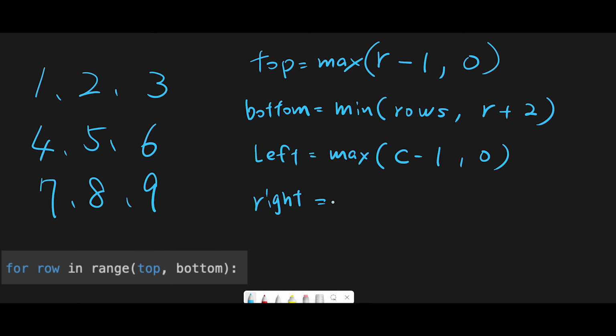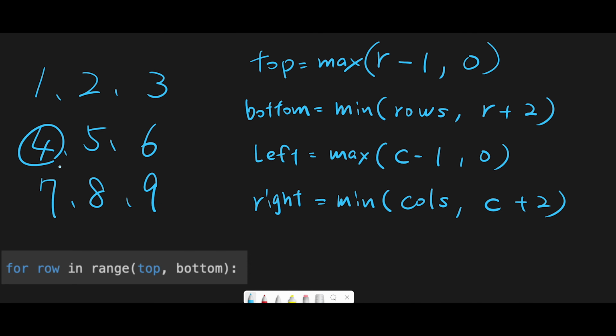So minimum, and the only difference is we have to check the column side. So like the length of the column matrix versus the current column plus 2. Okay, let's check quickly. About the left, let's say we are at the 1, 0 position.